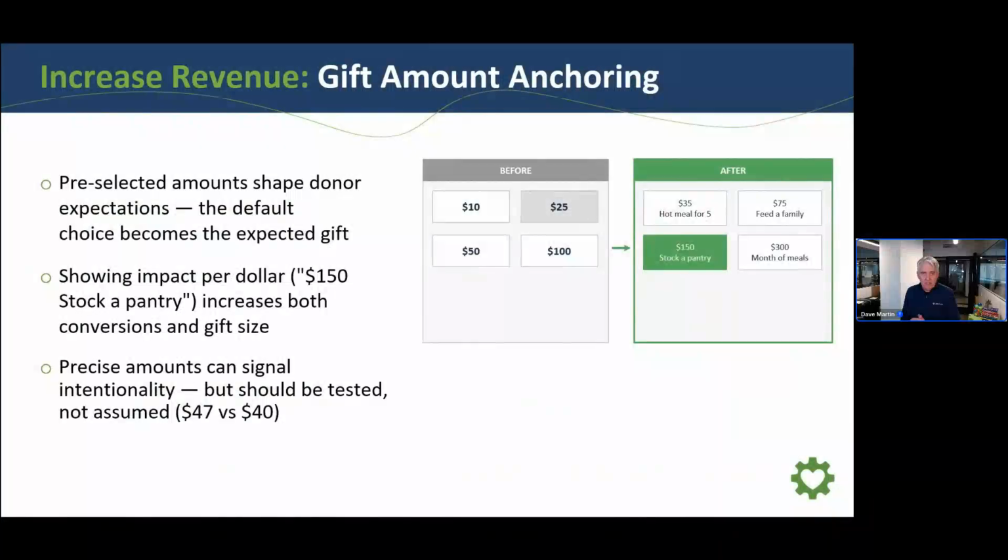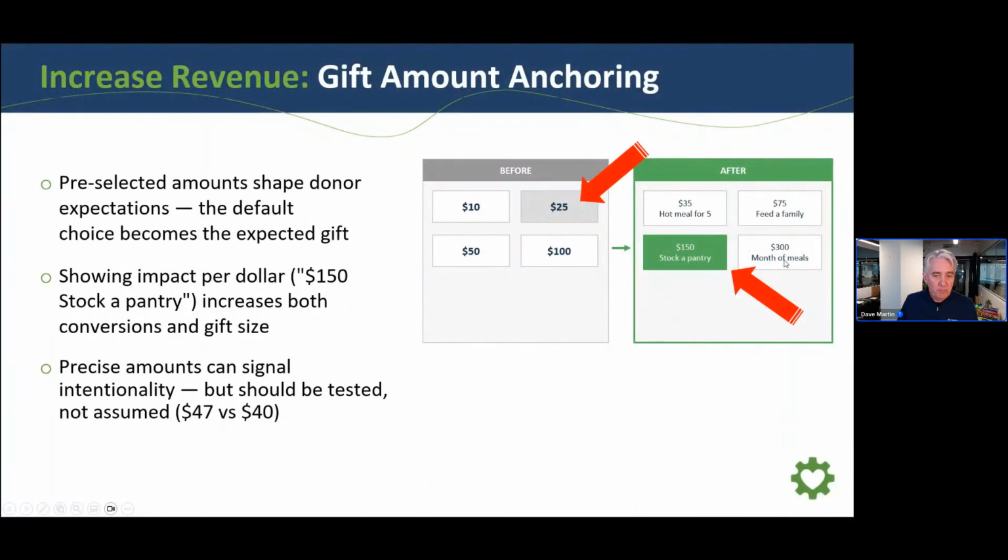Okay, gift amount anchoring, right? So there's another way to increase revenue. Pre-selected amounts shape the donor's expectations, right? So that default choice becomes the expected gift. Before here, we were at $25 default, in the light gray color, right? But if you show impact per dollar, and in this example there's $25, you have $150 will stock a pantry.